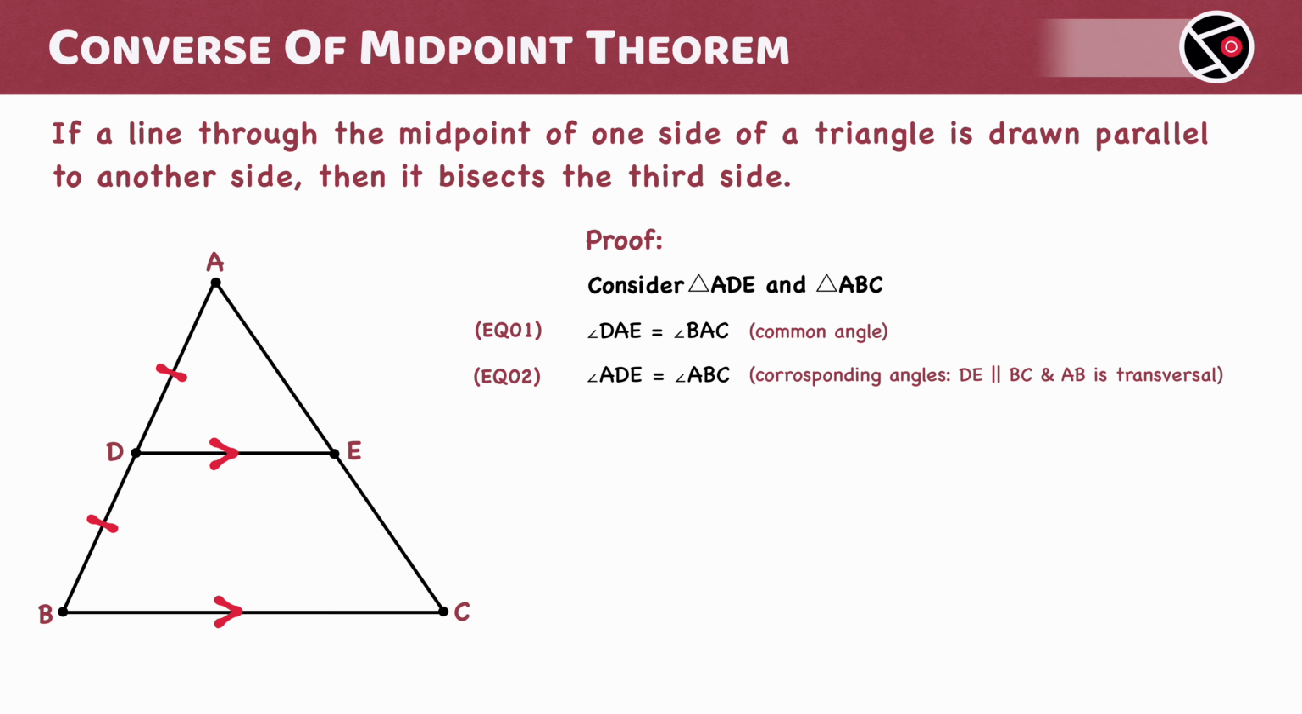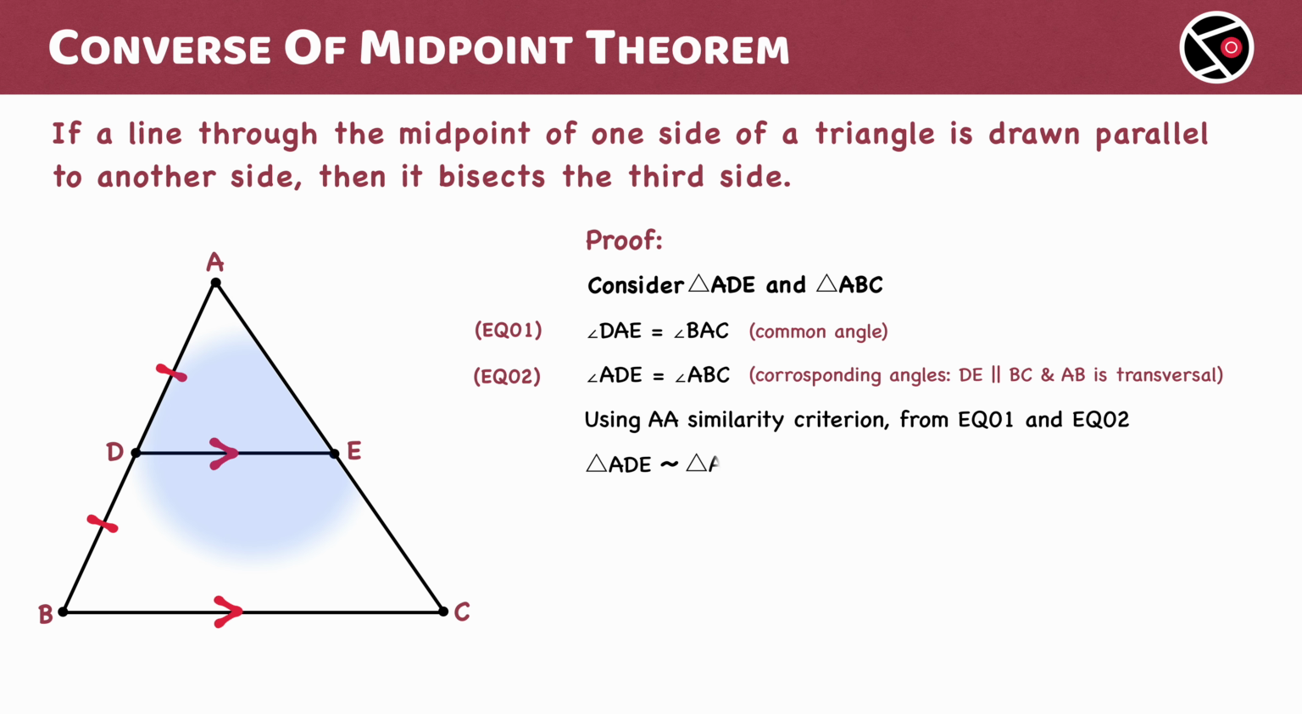With two pairs of equal corresponding angles by the AA criterion for similarity, triangle ADE is similar to triangle ABC. Now, for similar triangles, the ratio of corresponding sides is constant. This means that ratio of AB to AD equals the ratio of AC to AE.